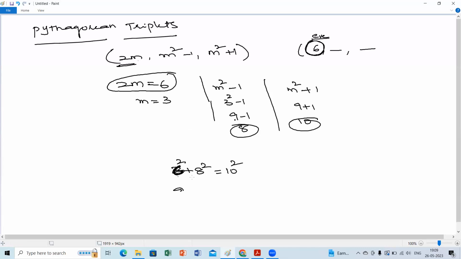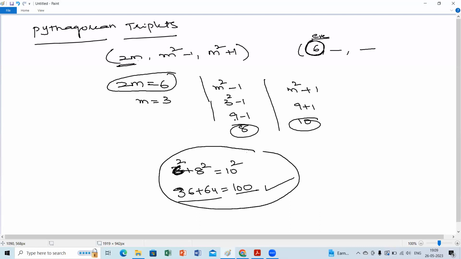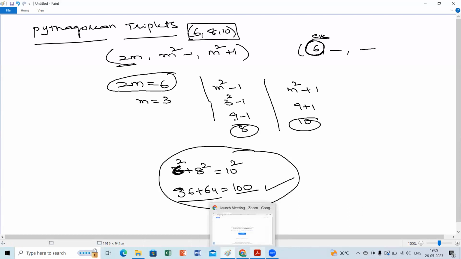6 square is 36, 8 square is 64, which together is 100. Yes or no? Is it together 100? Yes. So is it a Pythagorean triplet or not? Yes, these are Pythagorean triplets. So 6, 8, 10 is a Pythagorean triplet, right? Hope you understood, children. Any doubt here? Let us go with the next bit.